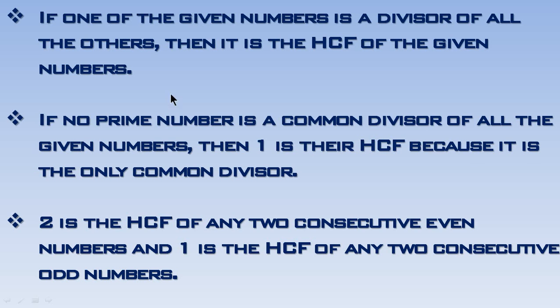Now, all the concepts that we have studied, just to remember: if one of the given numbers is a divisor of all the others, then it is the HCF of the given numbers. If no prime number is a common divisor of all the given numbers, then 1 is their HCF because it is the only common divisor. Please note, 2 is the HCF of any two consecutive even numbers and 1 is the HCF of any two consecutive odd numbers. I hope I am clear with these concepts.